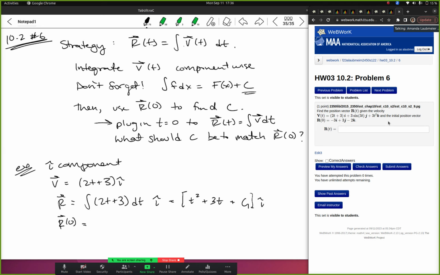But if I plug in 0 here, I would get 0 squared plus 3 times 0 plus C1 i hat, or just C1 i hat. But I'm also told at the start that r of 0 has to have this specific value in the i hat component. So it has to be minus 3. That means that my C1 has to be minus 3.